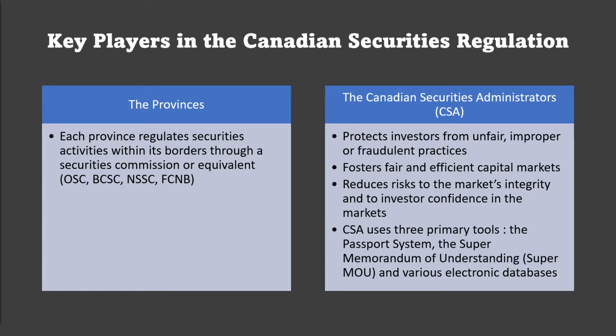They also foster fair and efficient capital markets, and reduce risk to the market's integrity and to investor confidence in the markets. And the CSA uses 3 primary tools: the passport system, the Super Memorandum of Understanding, or SuperMOU, and also the various electronic databases, which we will be looking at in this next slide.